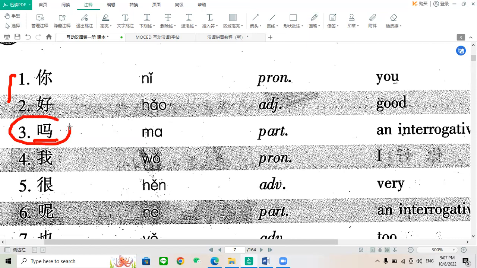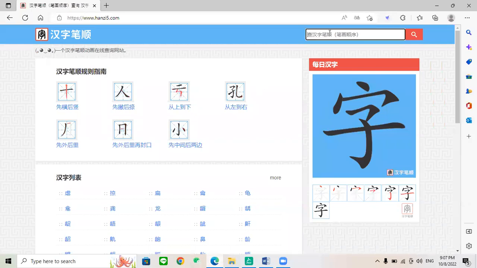Okay, so ma, as we can see, this one is also left and the right structure, right? This one is same as ni and how. All of them are left and the right structure. So the left, let's take a look about its strokes. Okay, ma.